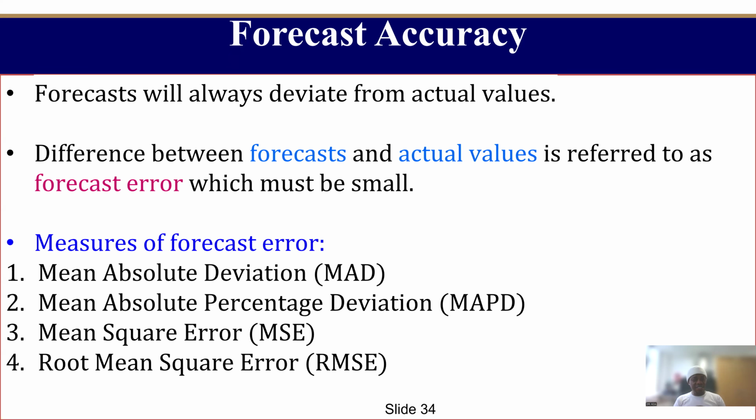Is it a moving average? Is it a weighted moving average? Is it a simple exponential smoothing? Is it adjusted exponential smoothing? Is it the linear trend? Is it a seasonal adjustment? Whichever one it is, that is what you use to be able to make a conclusion.